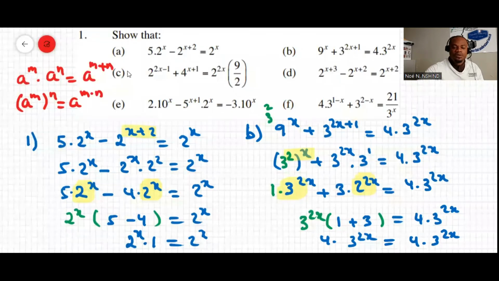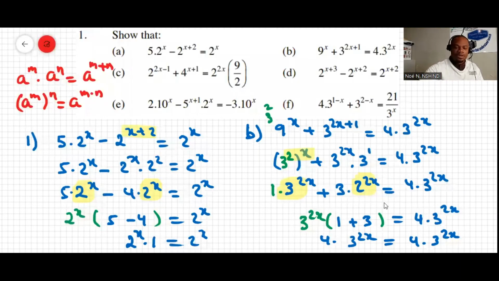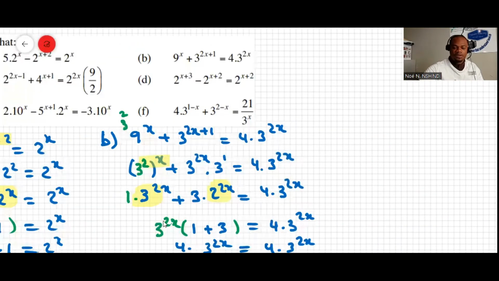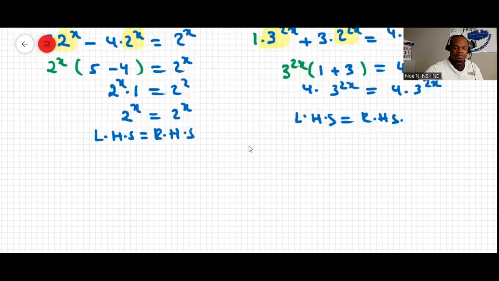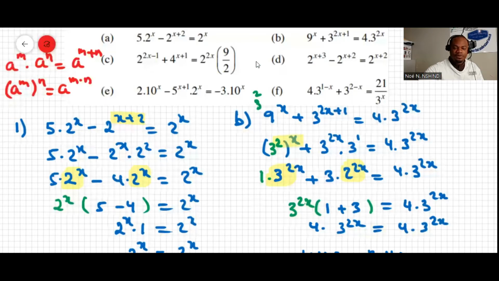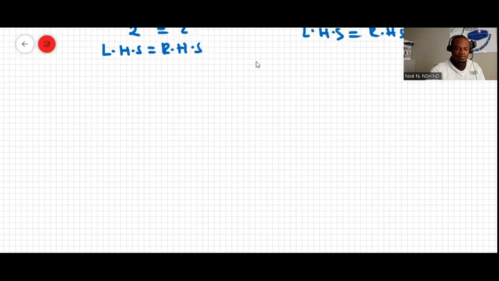Now we can do question C. I want to write it somewhere. Let me write it. Okay, over here. Question C is that one. I'll write it here. C is 2 to the 2x minus 1, plus 4 to the x plus 1 equal to 2 to the 2x multiplied by 9/2.